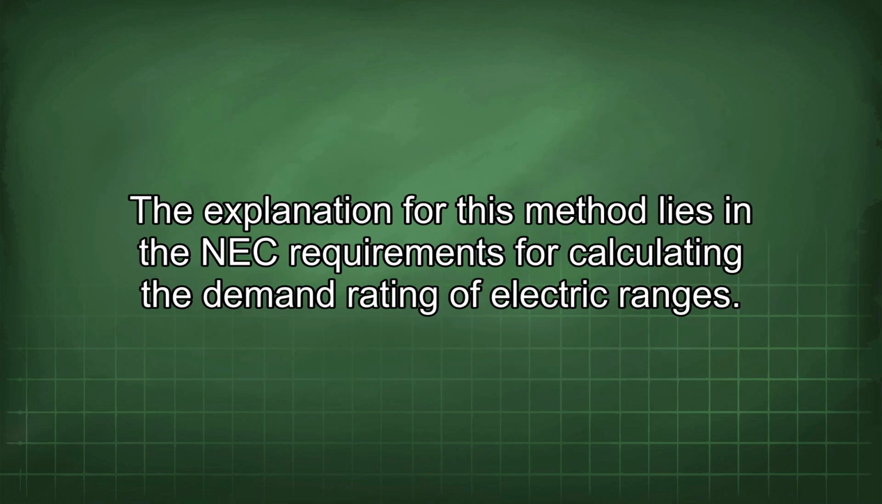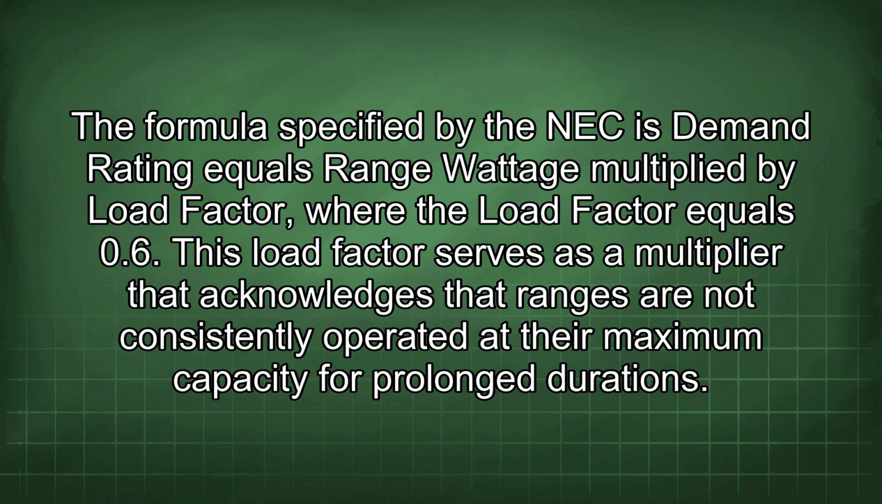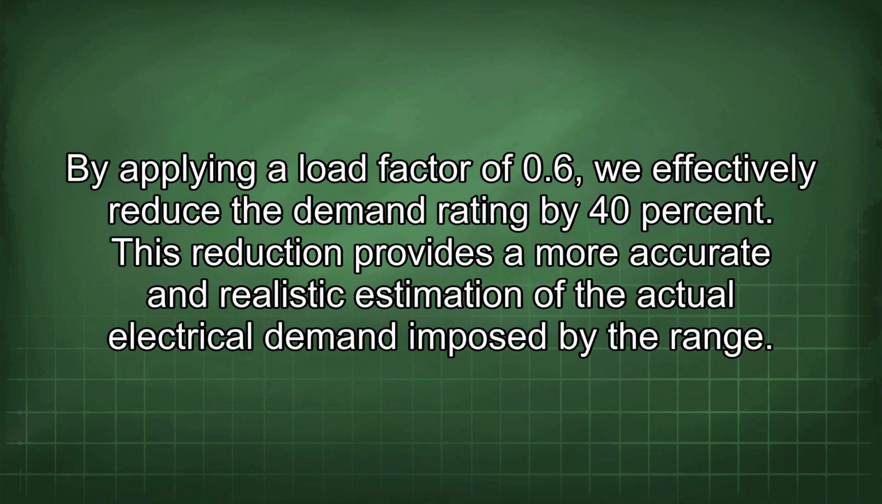The explanation for this method lies in the NEC requirements for calculating the demand rating of electric ranges. The formula specified by the NEC is demand rating equals range wattage multiplied by load factor, where the load factor equals 0.6. This load factor serves as a multiplier that acknowledges that ranges are not consistently operated at their maximum capacity for prolonged durations. By applying a load factor of 0.6, we effectively reduce the demand rating by 40%. This reduction provides a more accurate and realistic estimation of the actual electrical demand imposed by the range.